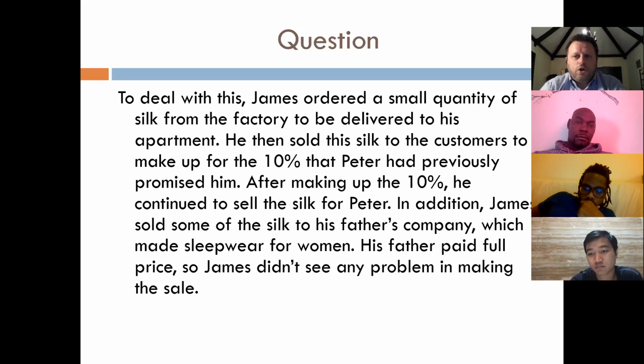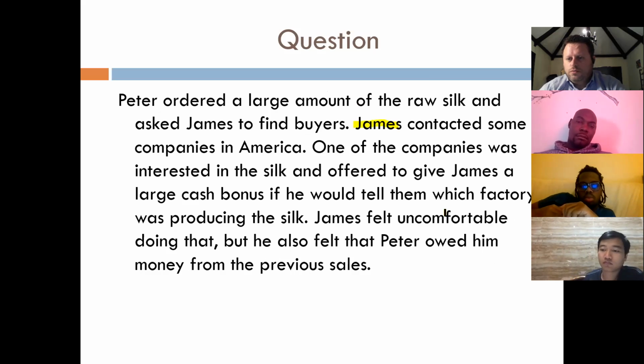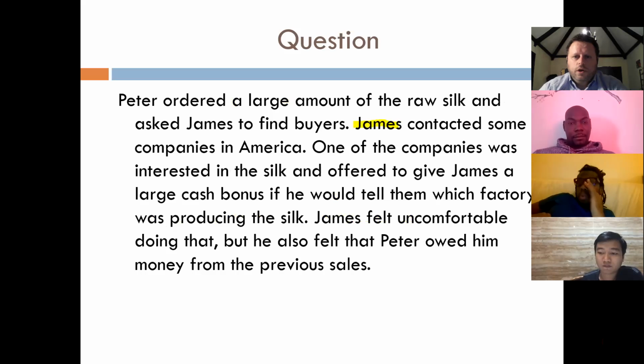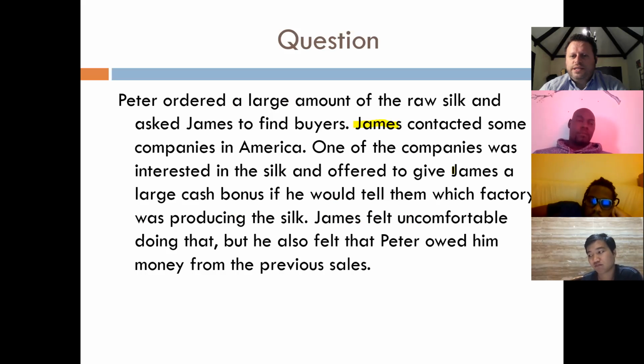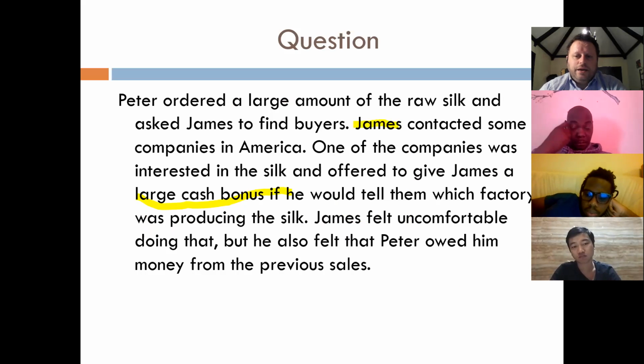Okay, let's talk about this for a second. So James is now an agent, right? He was an agent anyway, but now they signed an agency agreement. So now he's definitely an agent. And one of the companies wanted to give James a large cash bonus if he would tell them which factory was producing the silk, but James didn't want to do that. So what did James do instead?